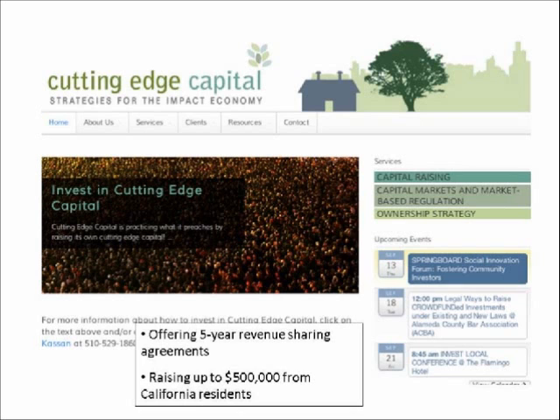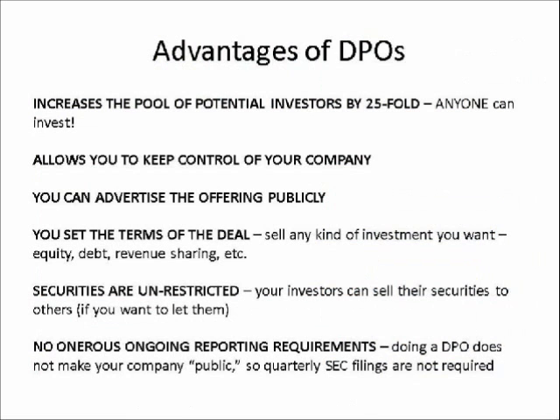So direct public offerings are great because you can go out to the entire world. You don't have to just limit yourself to accredited investors, which means you have a 25 times larger pool of capital that you're going after. You can keep control of your company because you'll have a larger number of small investors, and no single one is likely to demand control. And if they do, you can just find someone else. You can advertise to the public, like I just did for mine.